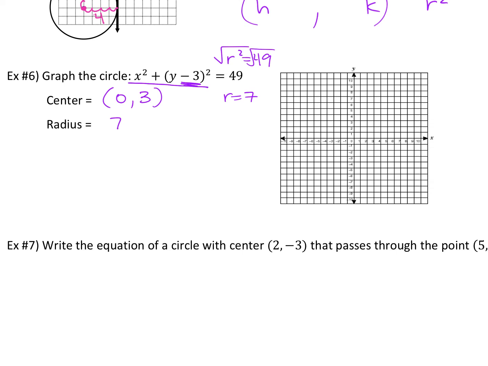Okay, so if we're going to graph that, you put a point at 0, 3: 1, 2, 3. And then what? 7 in every direction. 7 up: 1, 2, 3, 4, 5, 6, 7. Same going down, left, and right. So you plot those points, and then you just freehand.